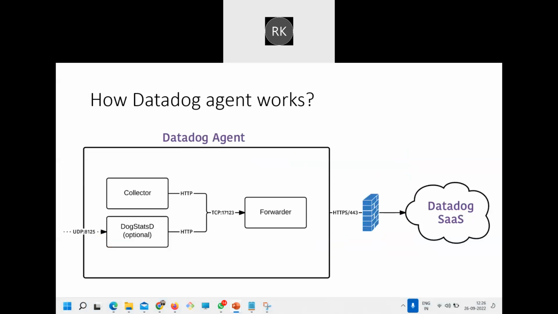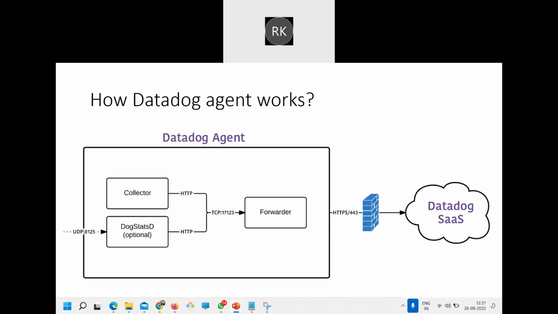The agent has primarily three components: the collector, which collects system data and different integration metrics, and it can collect logs also. Then we have DogStatsD for sending custom metrics to Datadog. The collector and DogStatsD talk through HTTP to the forwarder, port number 17123. The forwarder sends that data to the Datadog backend through HTTP. If it is a log, then TCP is used.